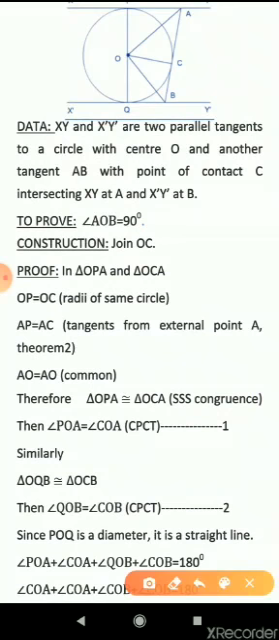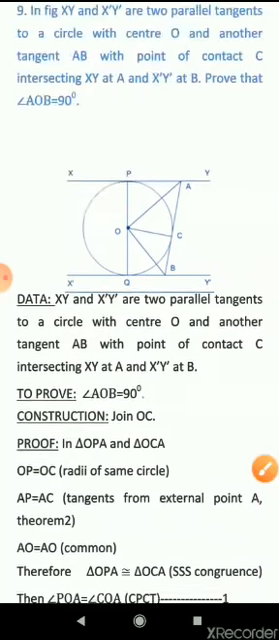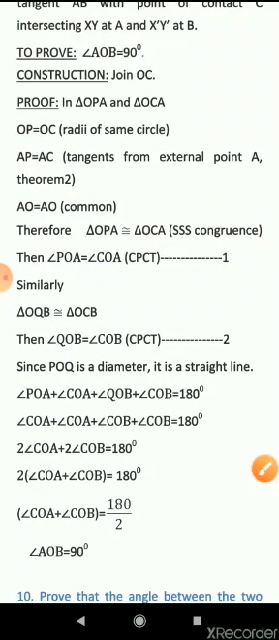As you all know, POQ is a diameter. So if you take all these angles, it is equal to 180 degrees. Therefore, using 1 and 2, we took COA and COB the same. So we got 2 COA plus 2 COB, taking 2 common, COA plus COB. COA plus COB is nothing but AOB. 180 by 2 is 90 degrees. Finally, we got the proof. And this is very simple. Please practice, that is a very important question.